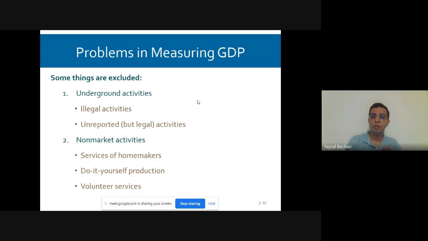The other problems with measuring GDP are that it doesn't include underground activities, like illegal activities such as drug dealing and all this illegal stuff. And there is some unreported activity, when you sell and you don't want to pay taxes, so you just collect cash. The other thing is non-market activities, like working at home, the services of homemakers. You do it yourself instead of bringing somebody to fix your windows, or you go and volunteer. This is part of income, but is not included in the GDP.